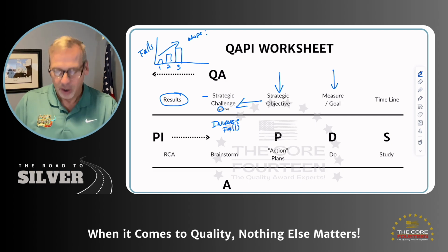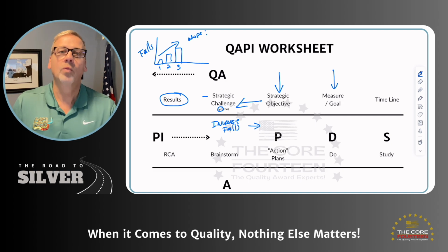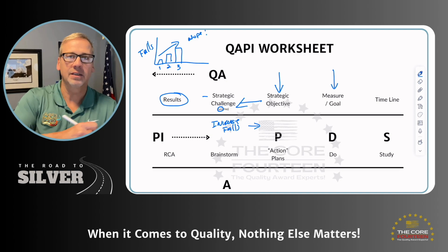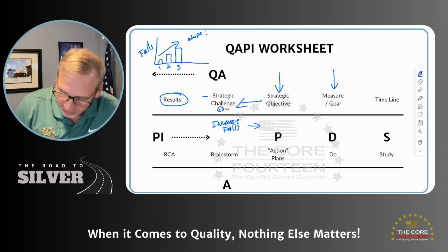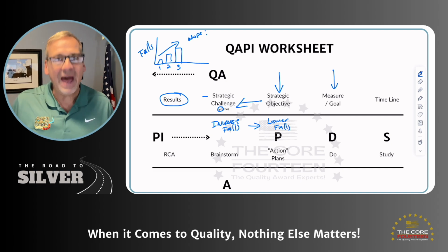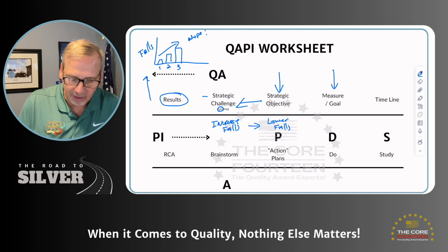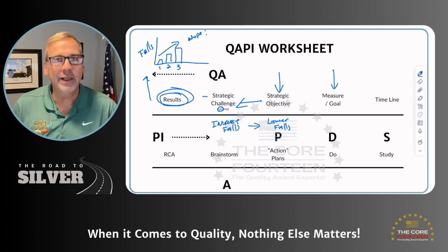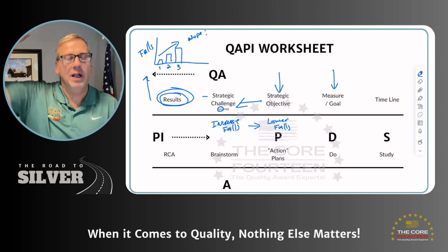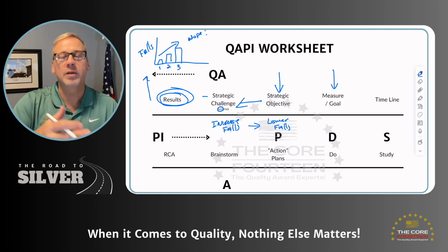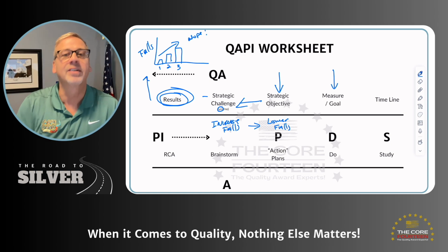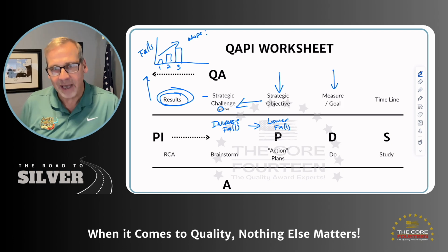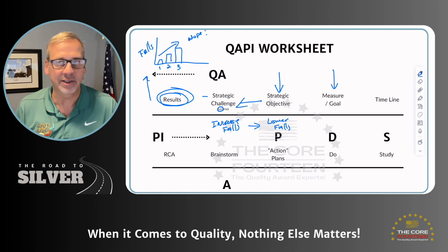That's the challenge. So then what is the objective? The objective is always the opposite of the challenge. So we want to lower falls. That is how we identify our strategic objectives. We are looking at our data, our results, and we are making a determination. Are we doing well or are we not doing well? Is there some room for improvement or is there not? And the things that we do have room for improvement, we are going to call a strategic challenge, and then we're going to make that into a strategic objective.